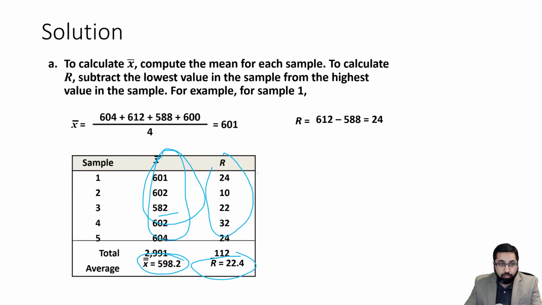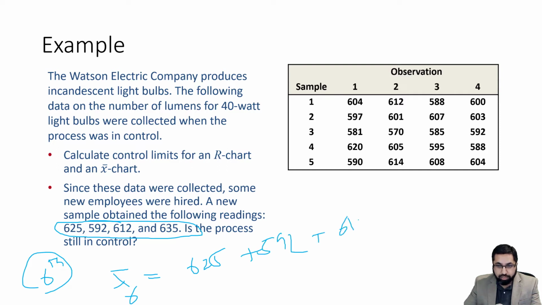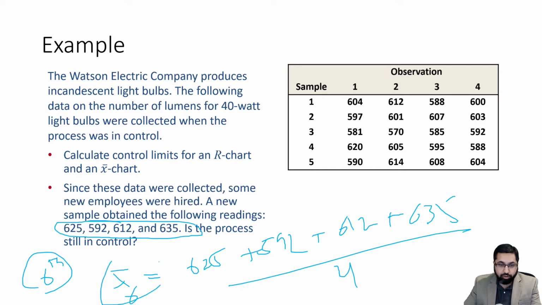Okay. Now, part B of the question says, a new sample was obtained with the following readings. Are you in control? So for the new sample, you will compute X bar. This will be like X bar 6. It's a 6th sample, right? And so you'll do 625 plus 592 plus 612 plus 635 divided by 4. You'll get your X bar 6.